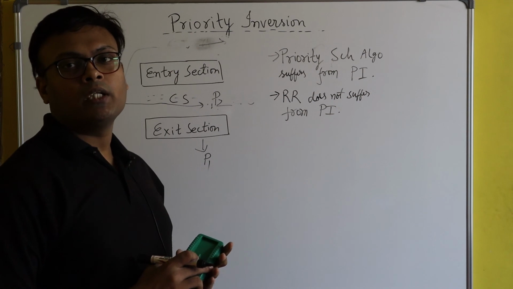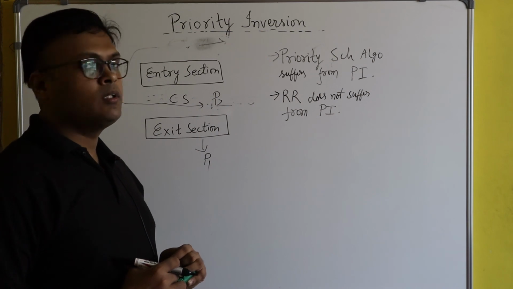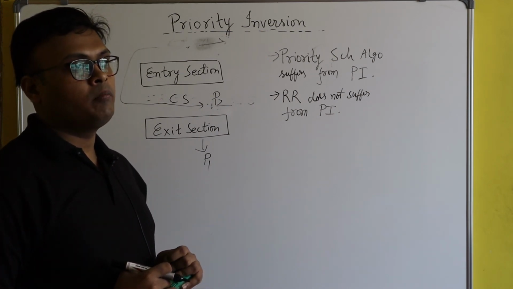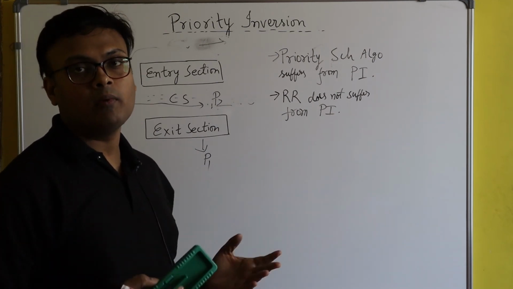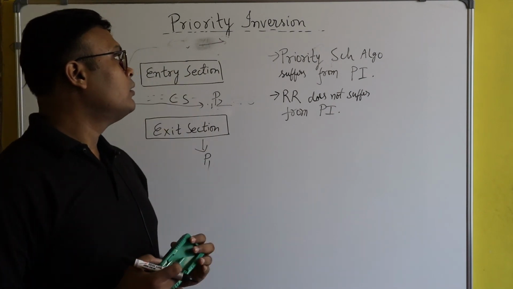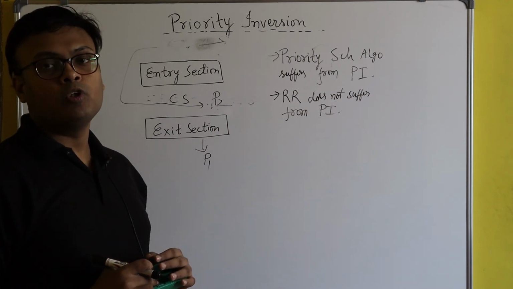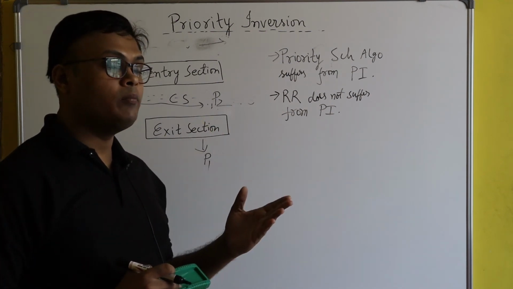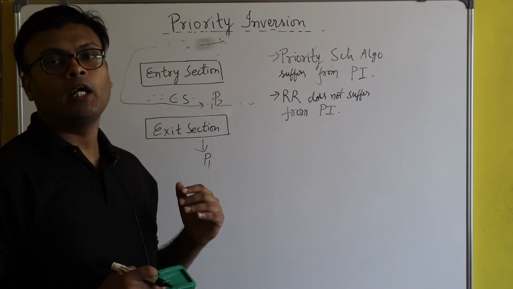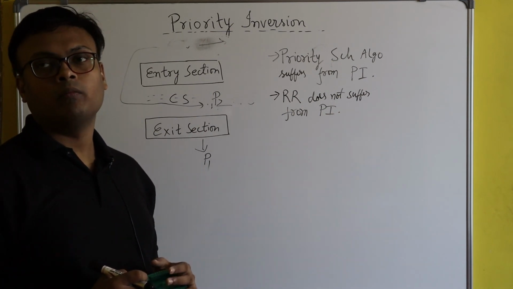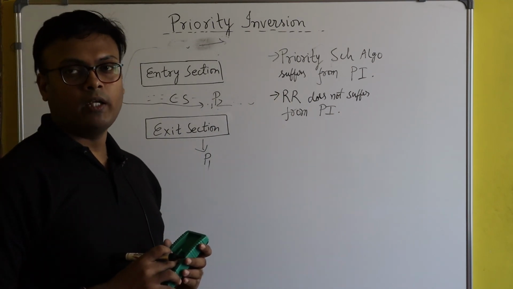In the examination, they may give four options, like which of the following CPU scheduling algorithms is best suitable for the priority inversion problem, or which of the following CPU scheduling algorithms does not suffer from the priority inversion problem? They may ask you, and you will simply write round robin algorithm. This is the best one. It can never suffer from the priority inversion problem. Fine. Thank you.